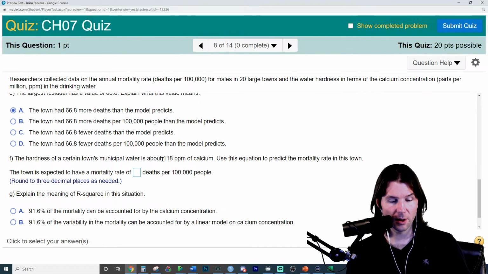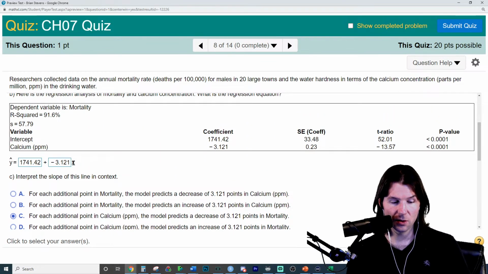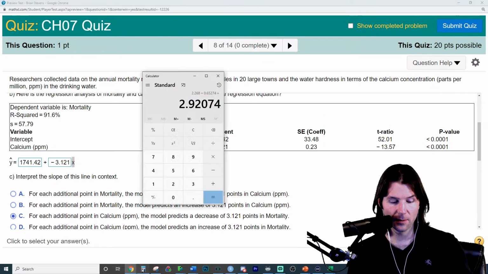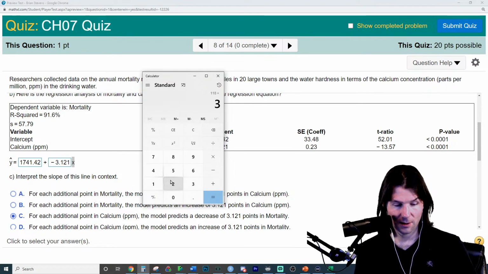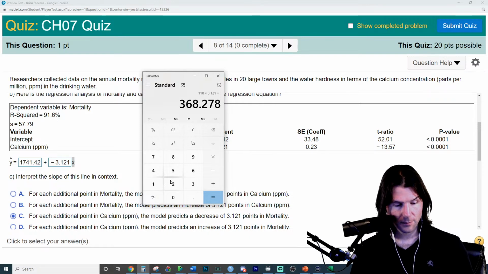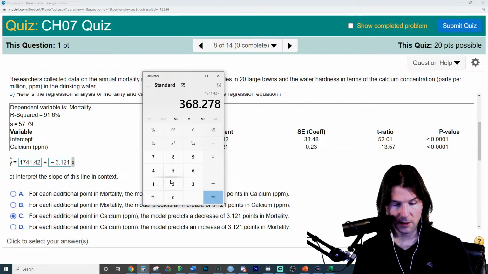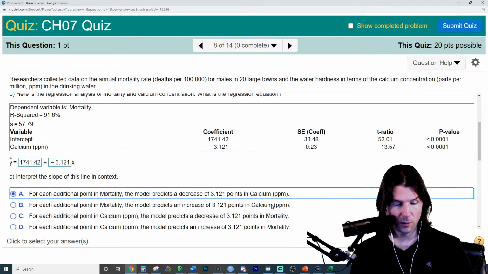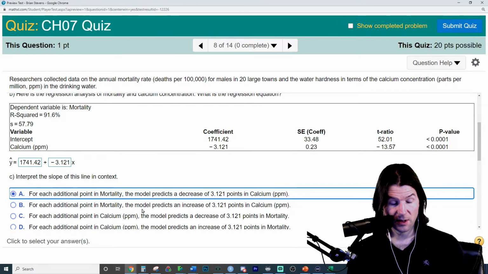So what are we going to do? We're going to go right here and plug in 118 parts per million, and it wants the prediction. So we're just going to plug that into X right here. It was 118. Please correct me if I make errors, especially if I type in the calculator wrong. You're welcome, Layla, anytime. 1741.42 minus this. There it is right there. A lot of times you want to look. Oh, whoa. That's how I make errors, is I click sometimes in here.